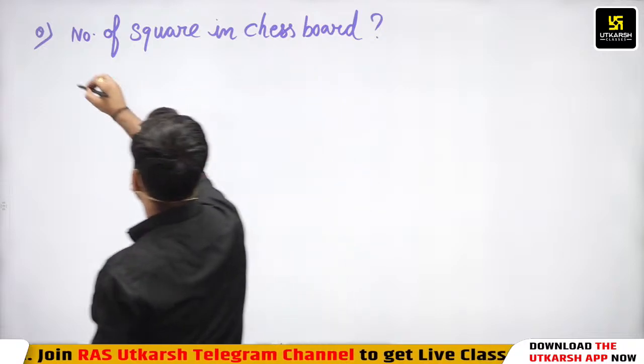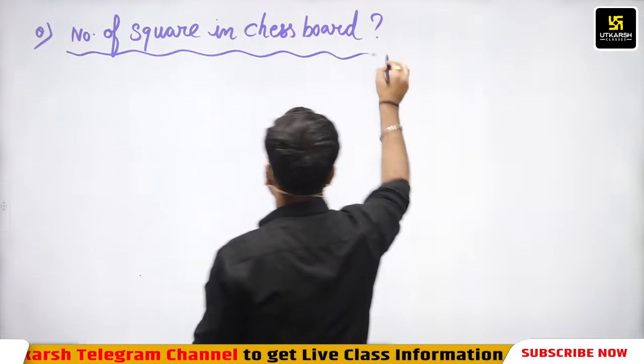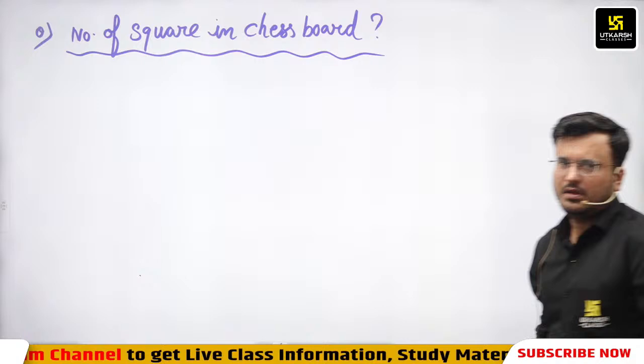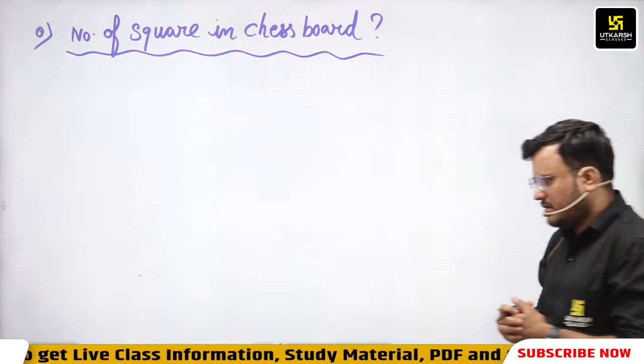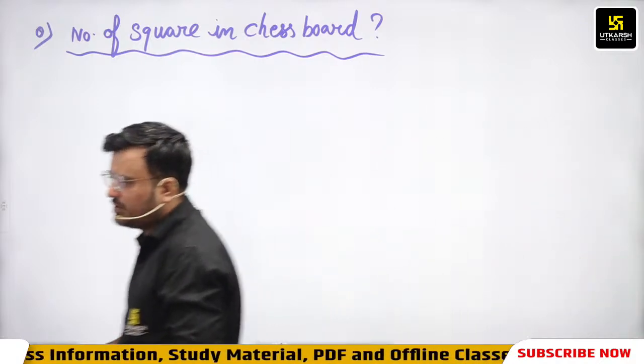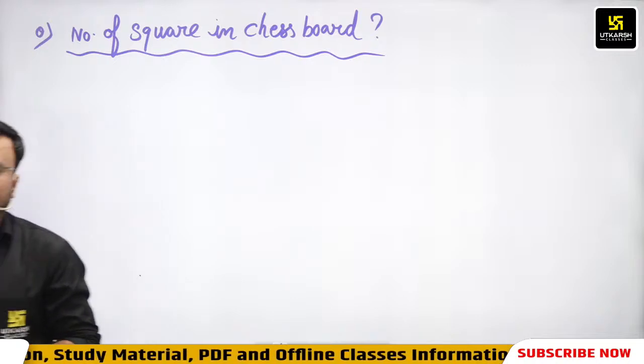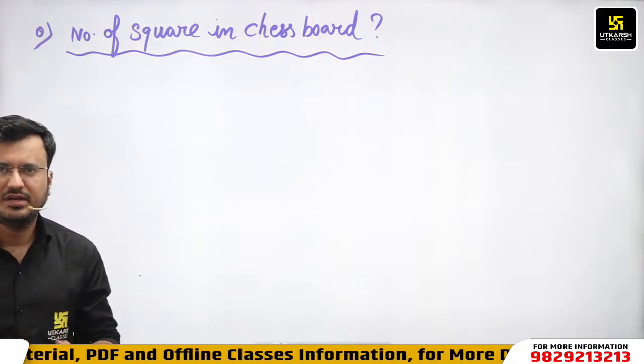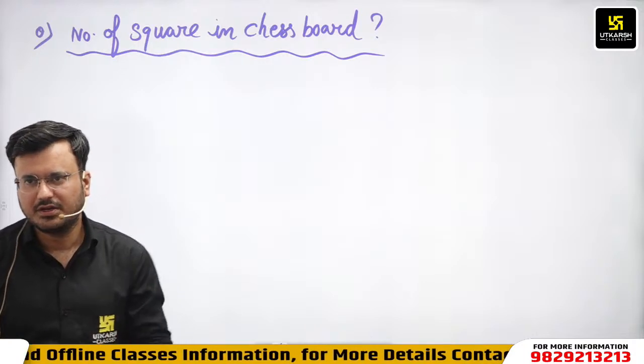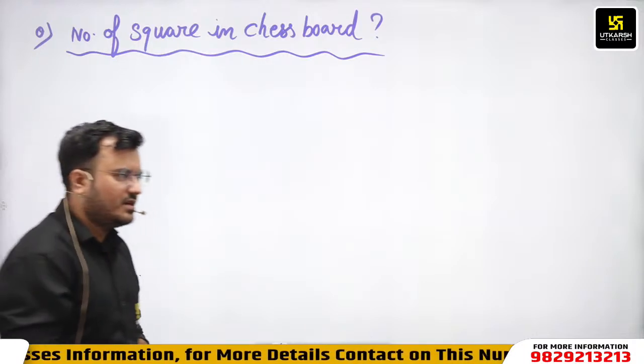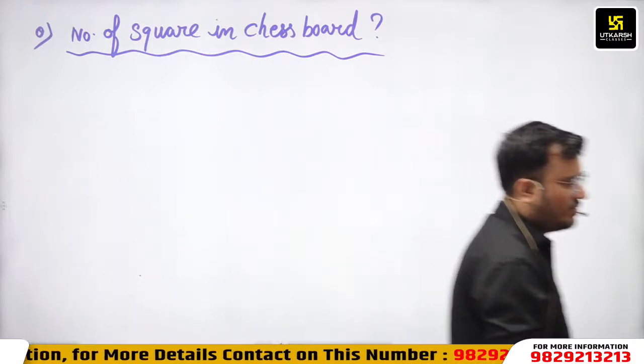Number of squares in a chessboard. How many squares are there in a chessboard? So first, you need to think about what size the chessboard is: 8 into 8, 7 into 7, 6 into 6, 9 into 9. So first you need to check.